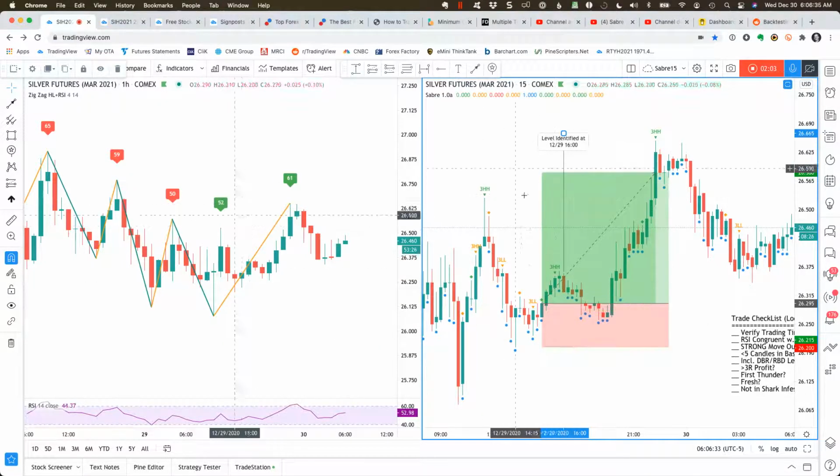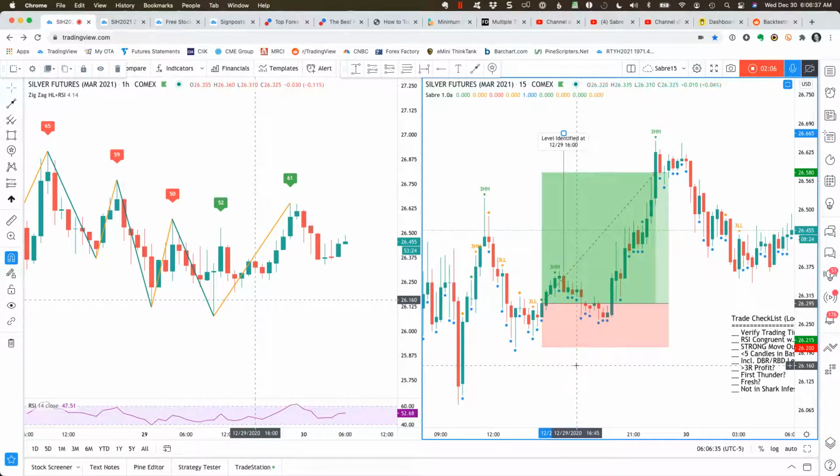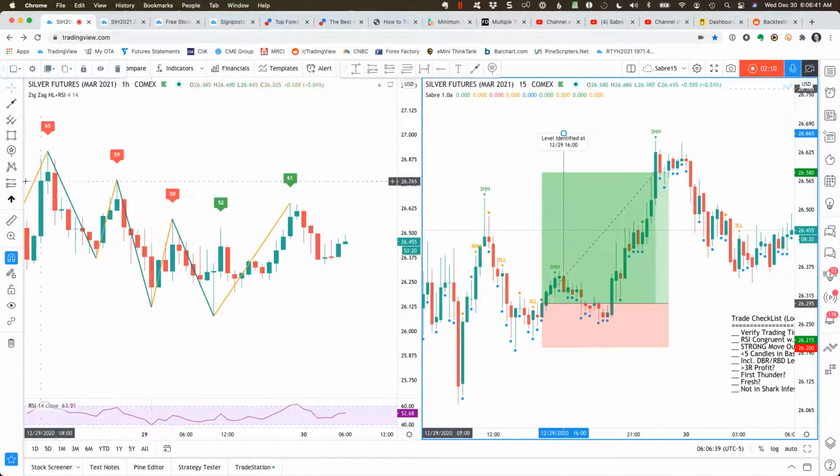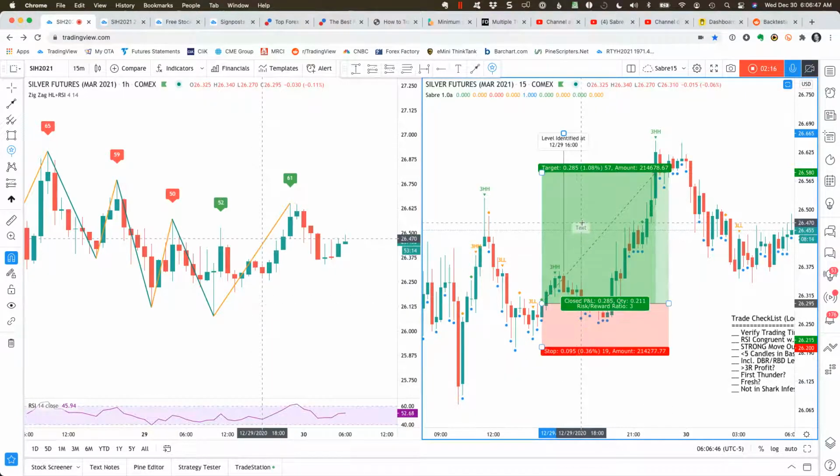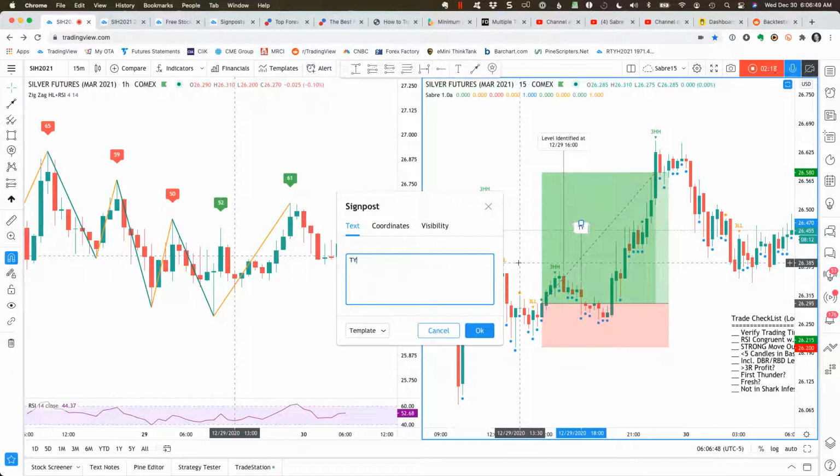All right. So what I wanted to do was then say trade entered at such and such a time too. So I'll add another signpost and say, okay, trade entered. Let's see what time that was. 12/29, 1800 hours. So I'll say trade entered at 12/29 at 1800 hours.